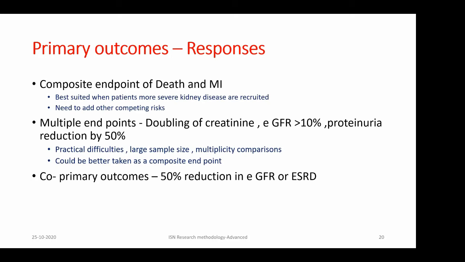So when we select co-primary outcomes, you need not go for multiplicity comparisons, but you are going to call the trial a success only if both the co-primary outcomes have been met. And when you select co-primary outcomes, they should be important but different. So probably there is no point in taking 2 GFR based criteria as co-primary outcomes. You can select a GFR based criterion as well as a proteinuria based criterion, but again, there are a couple of potential issues which we will discuss in the next few slides.